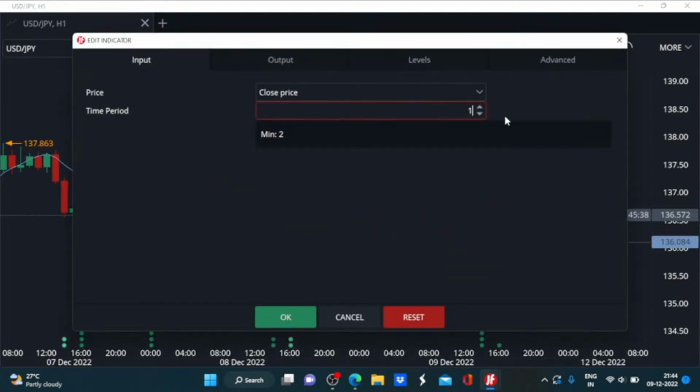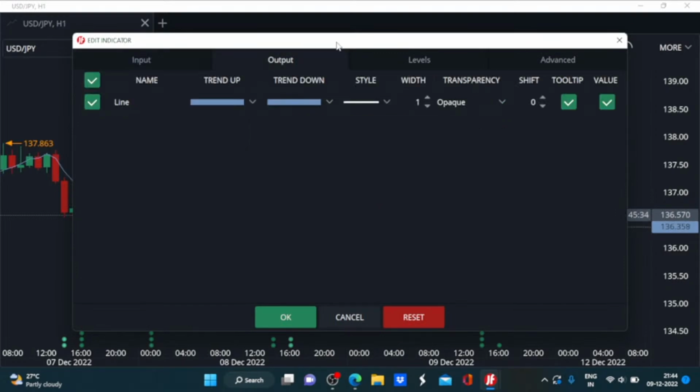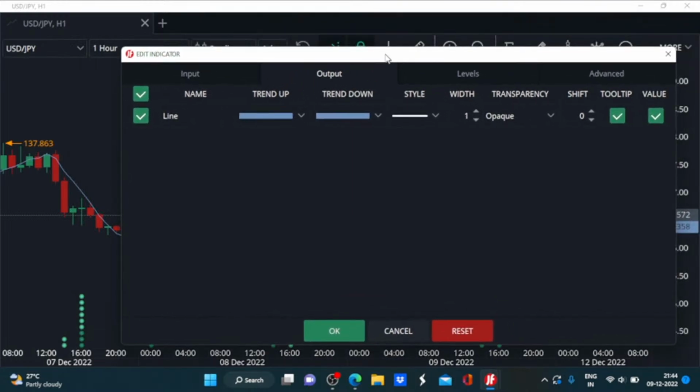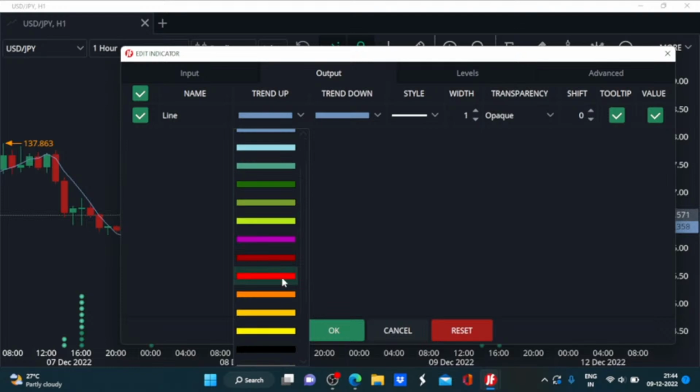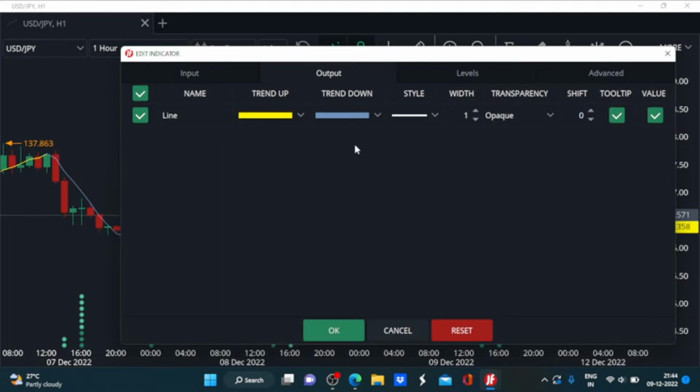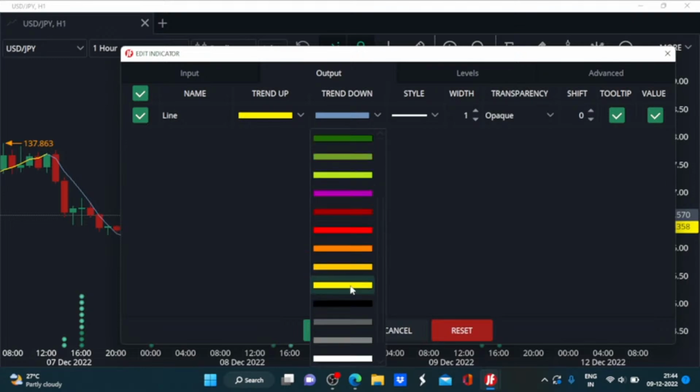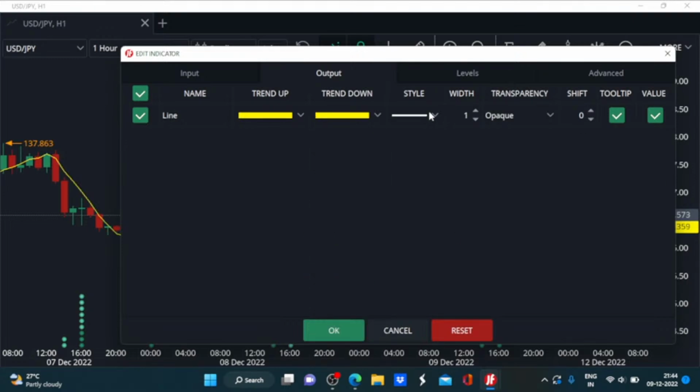Now let me restore it back to the initial default period of 14. Coming to the output, it can be varied only in terms of the color. There is nothing else you can do. Now if we want to have brighter shades, we can go for that. Styling can also be changed. You can go for different types of styling combination. Width can be increased or decreased.